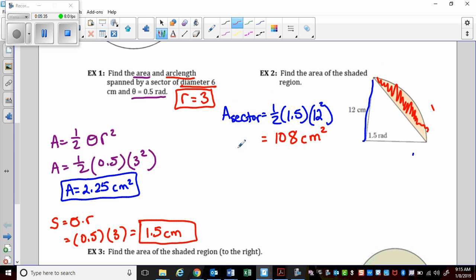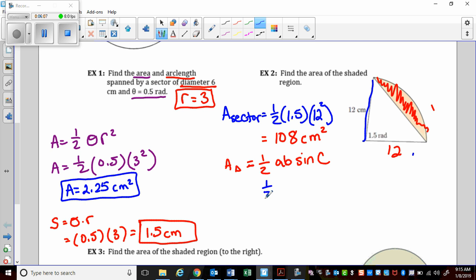Now I have to find the area of a triangle. So my area of the triangle is, usually we say 1/2 base times height, but we have another formula for it. I have a side, I know if this is 12, then this is also 12, and then an angle, and then the very next side. So if I'm using side angle side, I'm going to use the law of sines, which is 1/2 AB sine C.